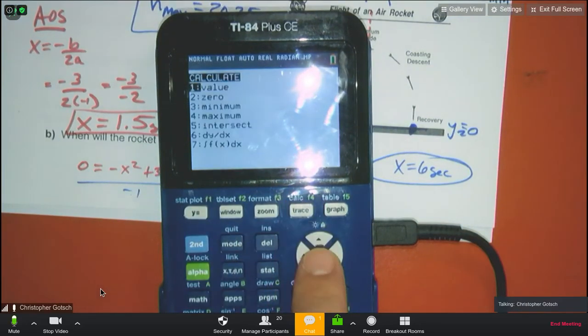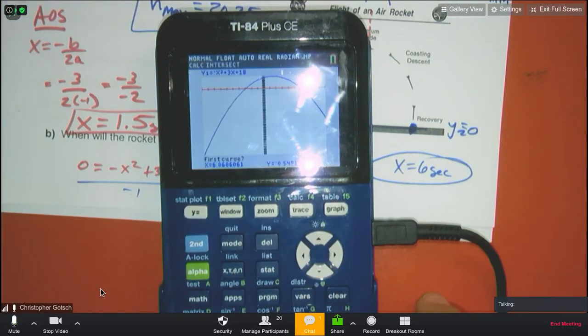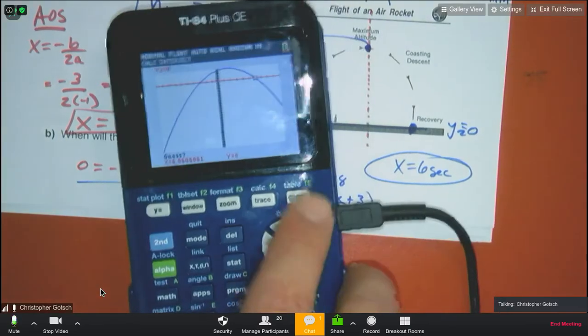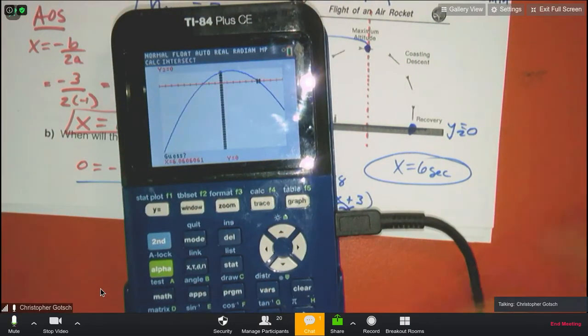And then second trace, intercept. First curve, enter. Second curve, enter. Guess, move it towards the one you want to find, and then press enter and it jumps to it. Don't write anything until you see the word intersection. If you see the word guess, that means you've got to press enter one more time.